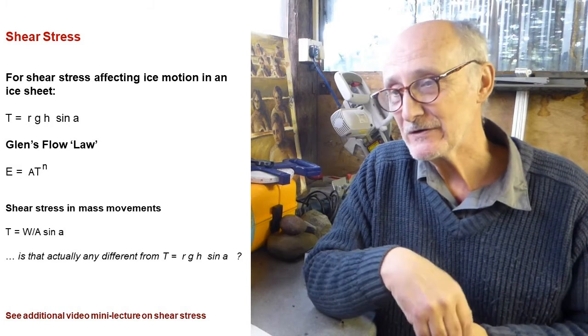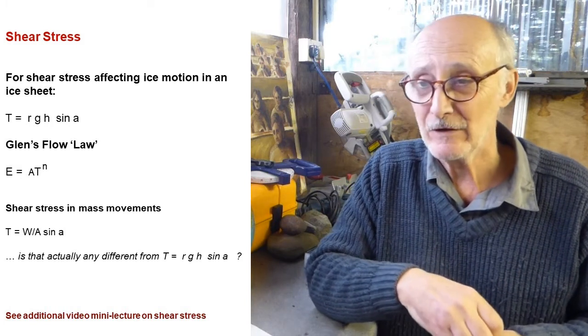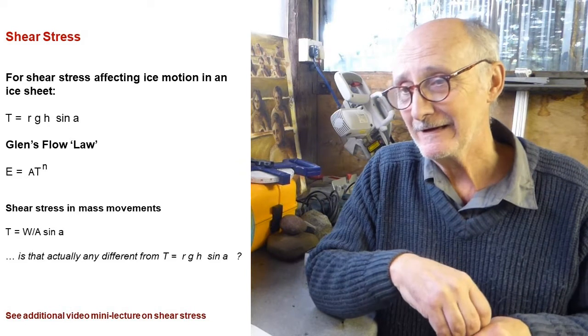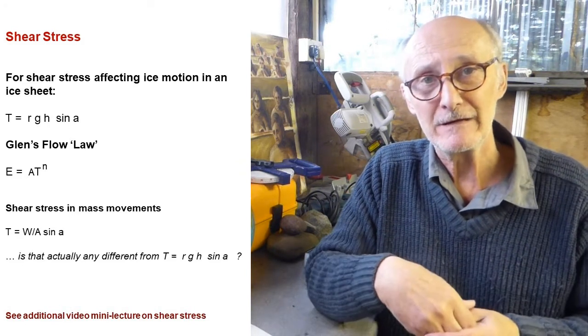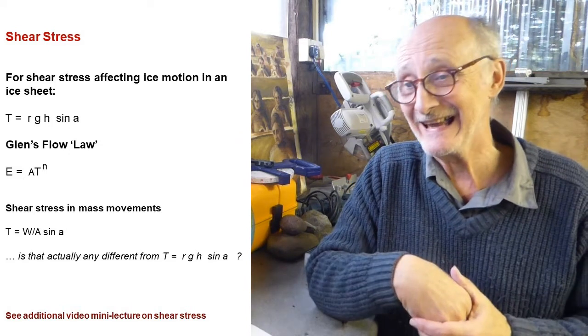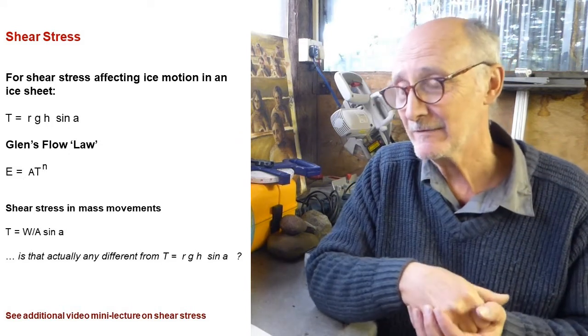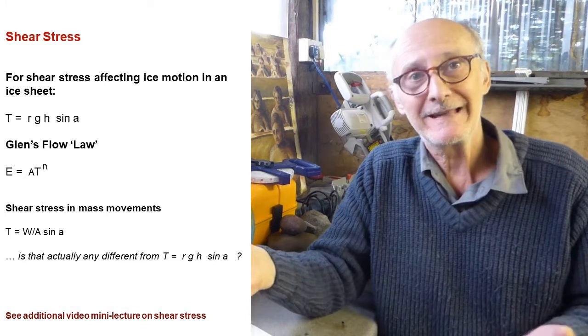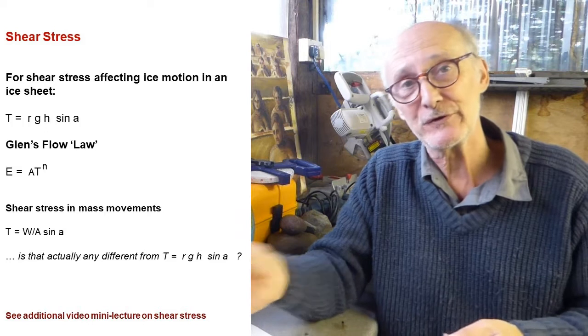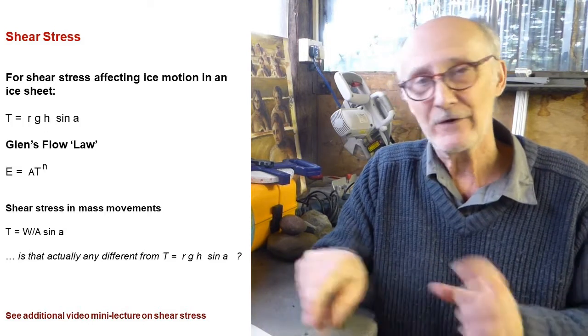The second equation on the slide, Glen's flow law, again is for glaciers, and it tells us, given a certain amount of stress, how much movement, how much strain, are you going to get? And the equation there, E equals A times tau to the n, is saying that E is proportional to tau, so the strain, the movement, is proportional to the amount of stress. But there are a couple of other terms in there.